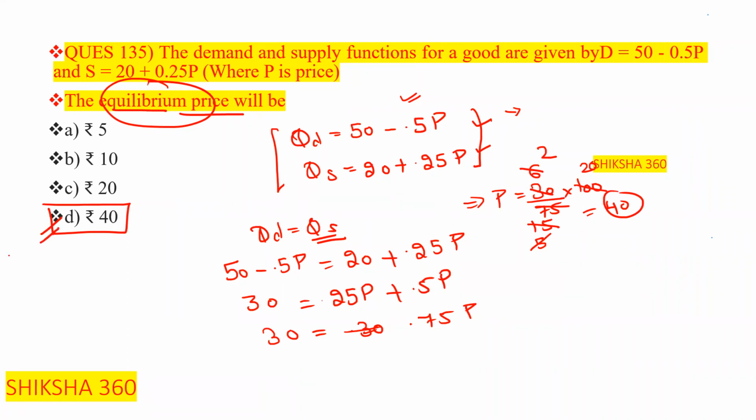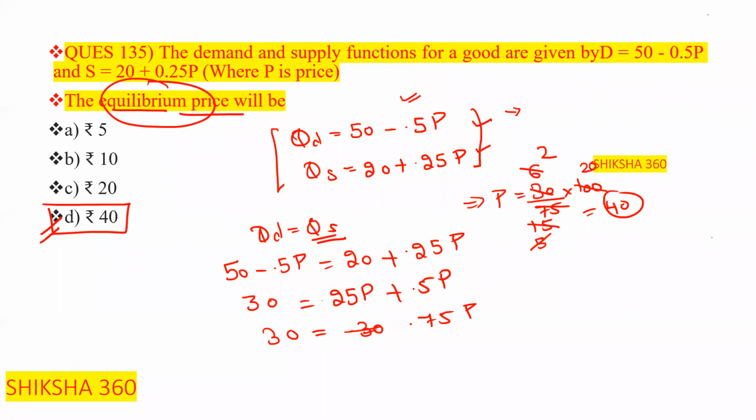Some students are answering another option. I don't know how you can get 10 rupees. According to me, the answer is 40 rupees. Please tell me quickly if I have gone wrong at any place. Just see what we have done here.